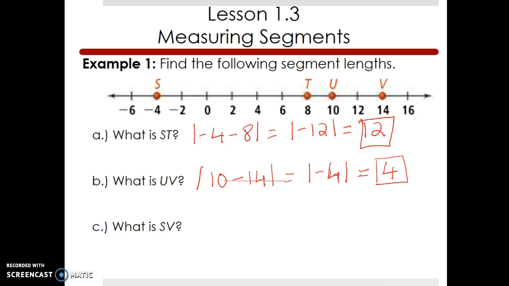What is SV? So let's start again. S is at -4 and V is at 14, so -4 minus 14. Again, remember when you're subtracting a negative, that will become a positive. None of these examples have that, but that's a good thing to keep in mind. So that will give you -18, which is just 18. And that is all there is to it.